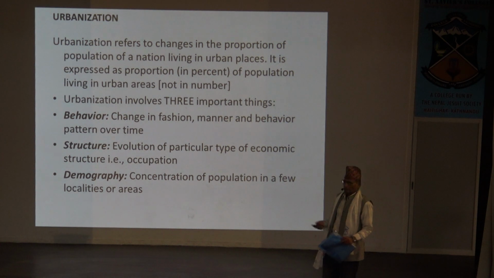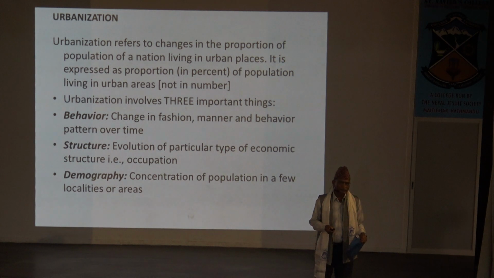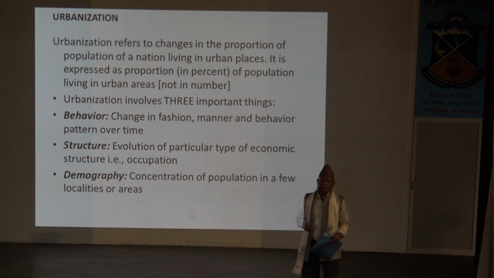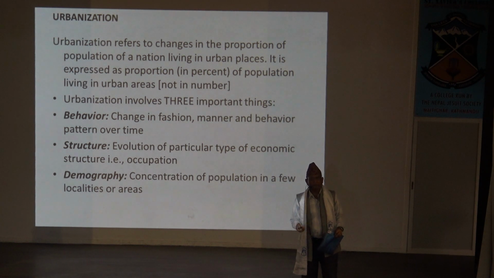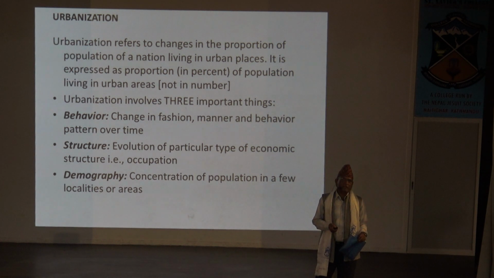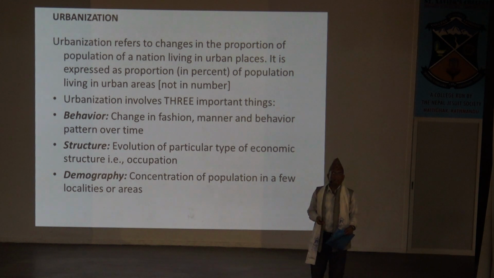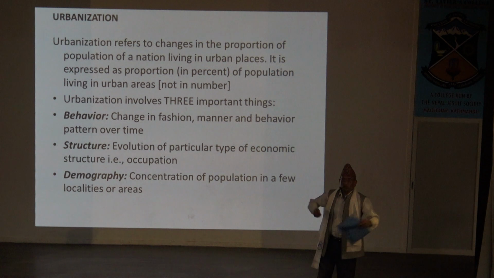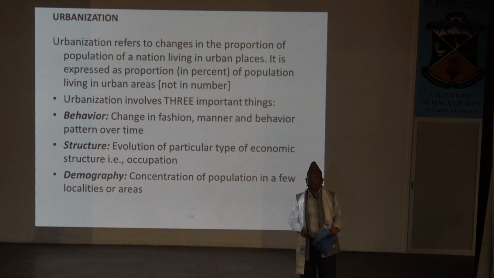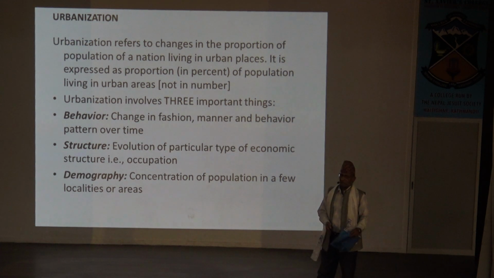And structure basically means the type of occupation people are engaged in. In rural areas, mostly the tendency is people are involved in agriculture or primary production. And in urban areas, it's the other way around. Occupation is much more in the tertiary area. And then demography. Basically, what demography means is there's a concentration of population. We expect concentration of population. Okay, I don't want to go into detail with this.